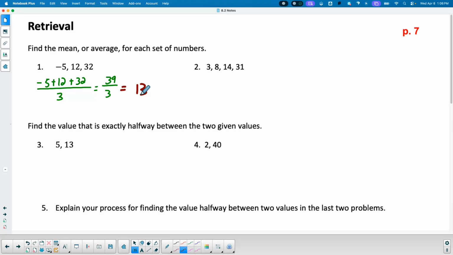Yep, okay. So then this one would be 3 plus 8 is 11, plus 14 is 25, plus 31 is 56. And there are 4 of them. So that's going to be 14. Yes?